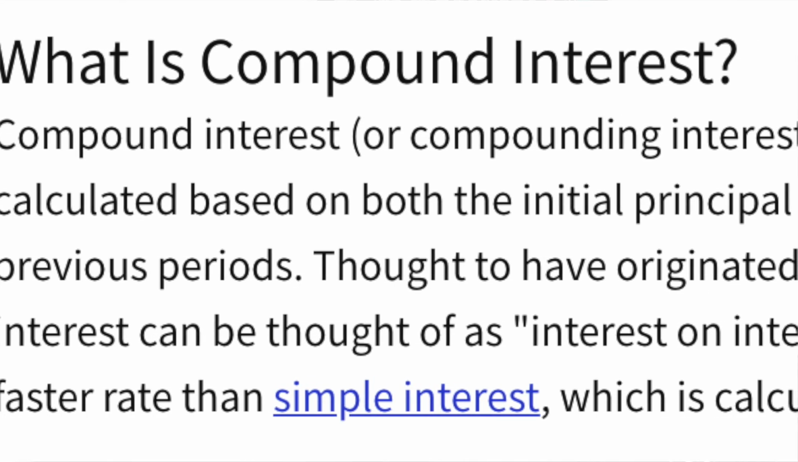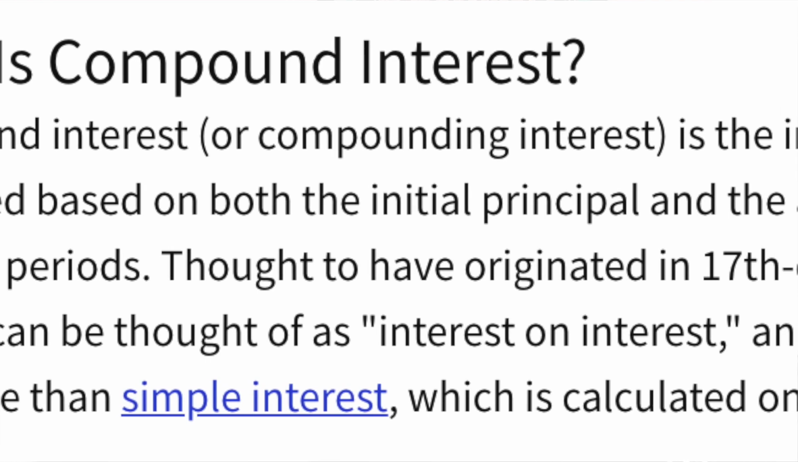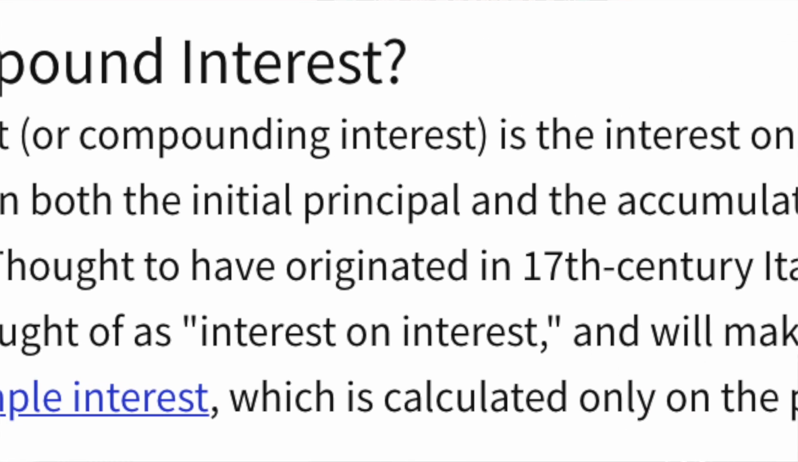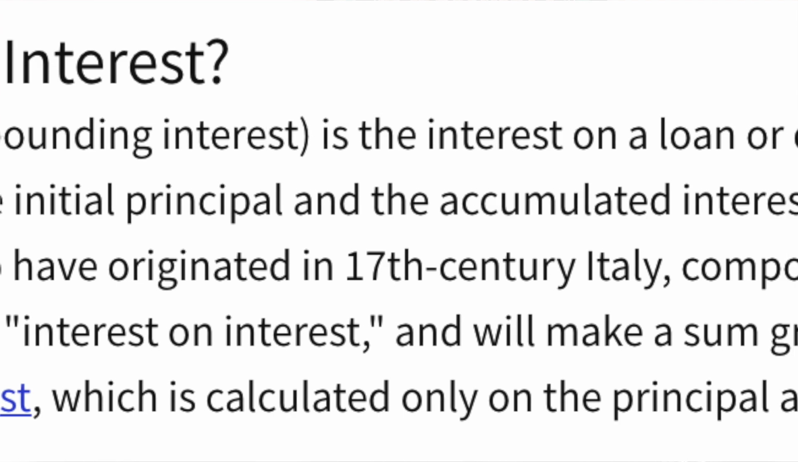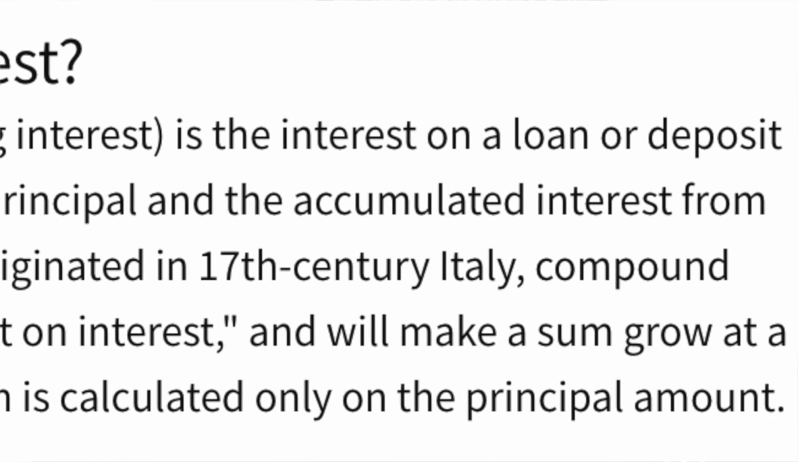So if you want to know what compound interest is, the first thing you do is probably Google it. And this is the definition of compound interest that Investopedia gives us. Compound interest, or compounding interest, is the interest on a loan or deposit calculated based on both the initial principal and the accumulated interest from previous periods. It's not hard to understand, but you have to read it twice to get the idea of this definition, and I always think that they use very difficult words. I don't know what for.